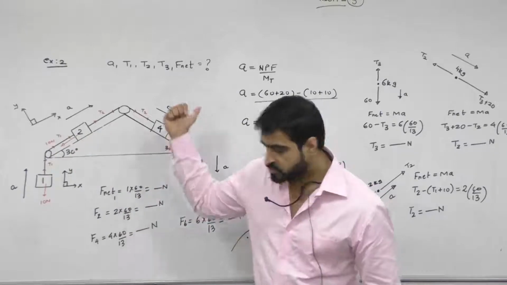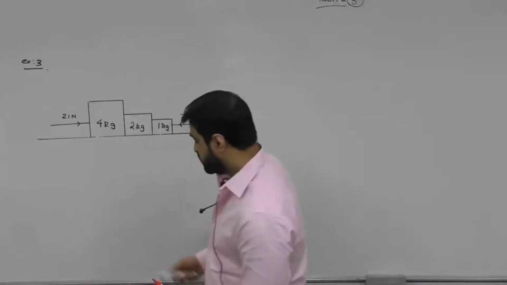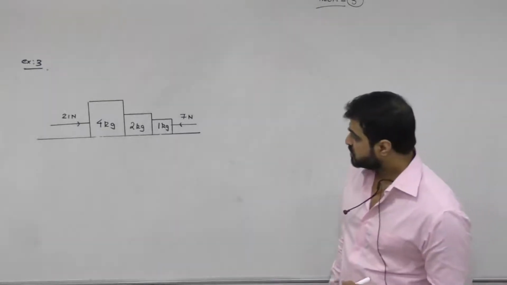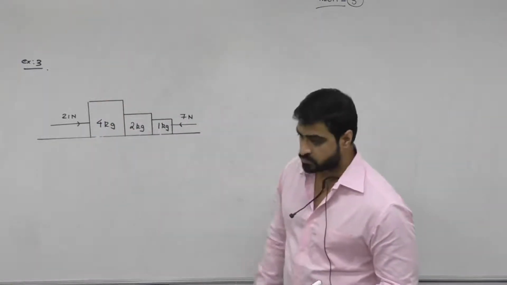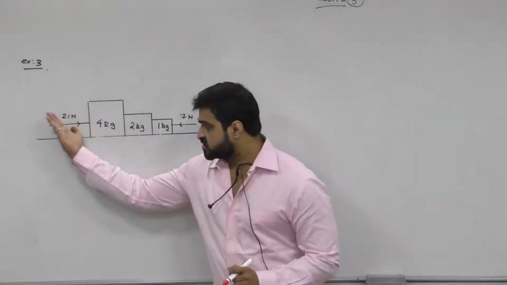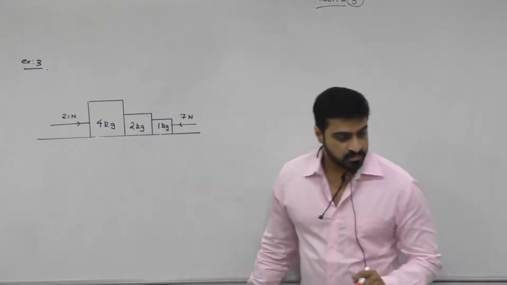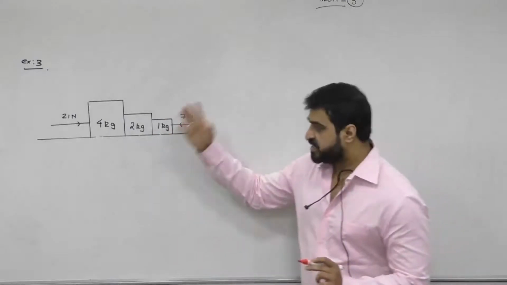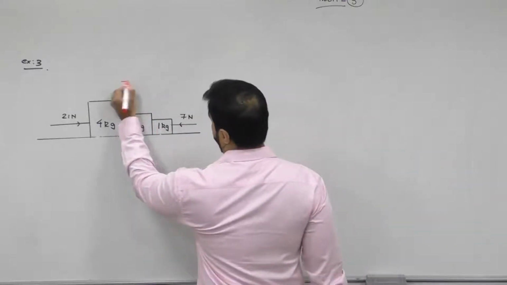Got it? Start. These are some questions based on normal reactions. How it is, we'll see. System of blocks. 21 Newton is the push. From here it is 7 Newton. So can I say the net acceleration of the system will be taken this way?